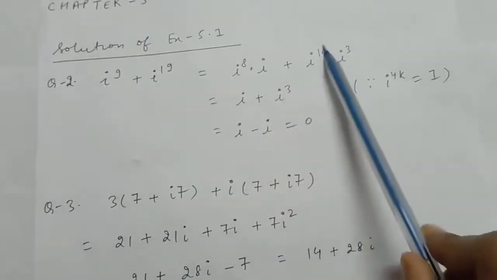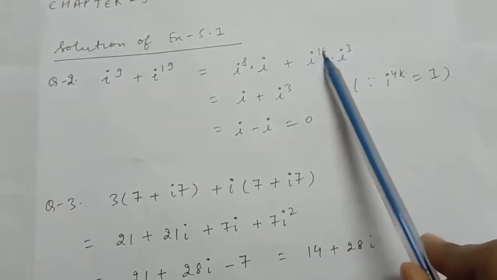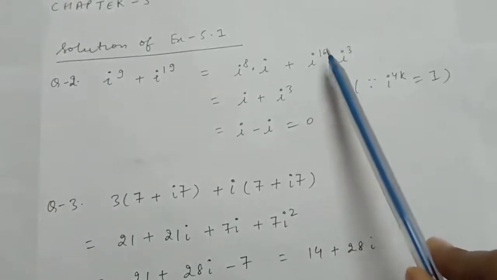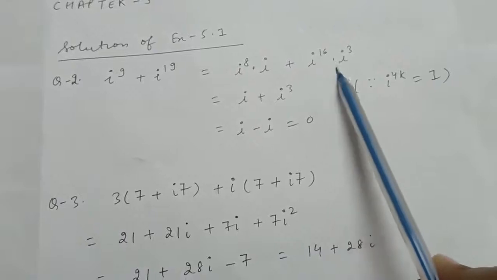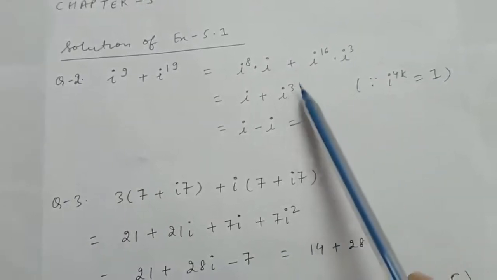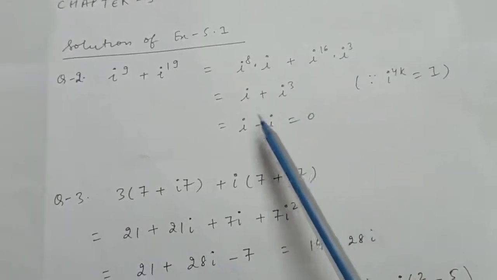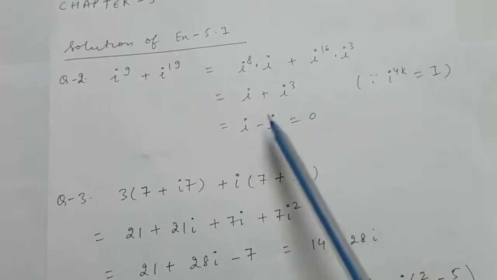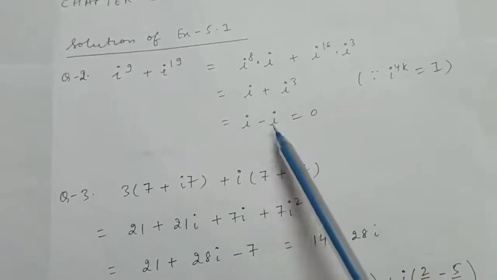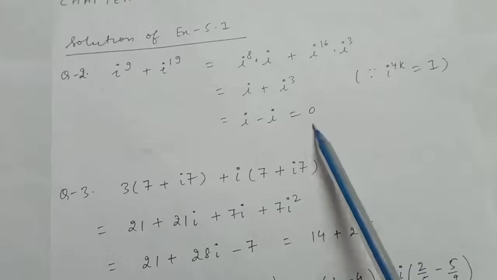Plus, now 16 is also a multiple of 4. Therefore, iota raised to the power 16 is 1. And 1 into iota cube will be iota cube. Now this is iota. Iota cube is minus iota. So iota minus iota is 0, right?